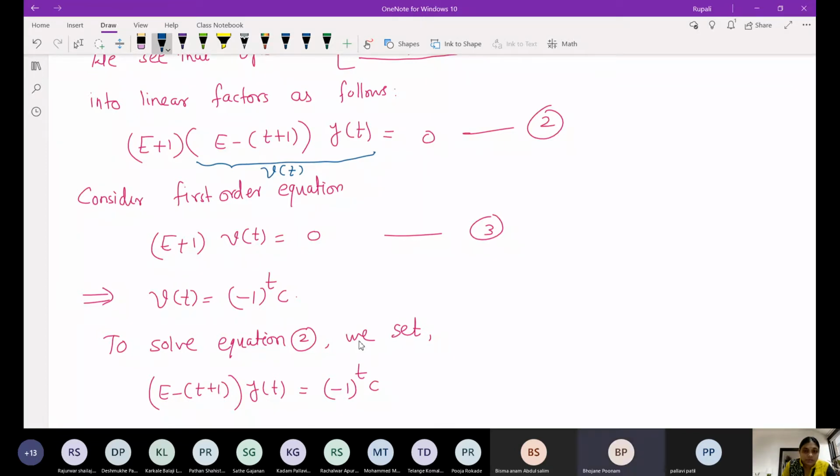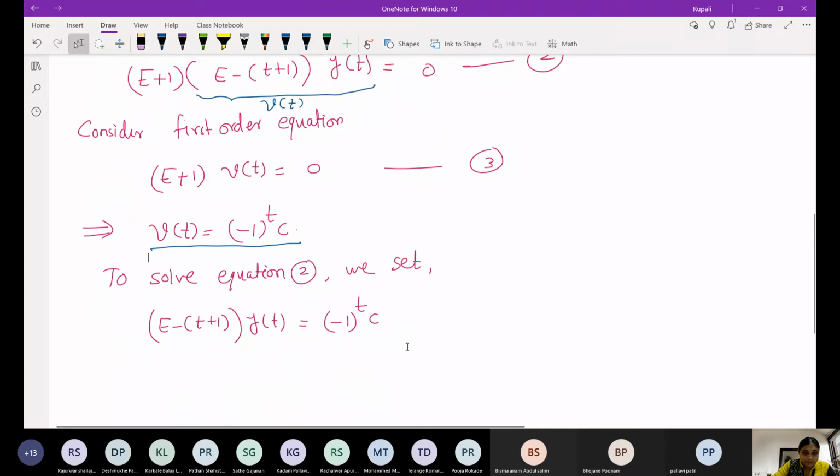Now to solve equation 2, we set E minus t plus 1 y(t), that is nothing but my v(t). What we got for v(t) is minus 1 raised to t times c. So v(t) is equal to minus 1 raised to t times c. But my v(t) is E minus t plus 1 y(t). Now I want to find y(t) which satisfies this equation. Right?